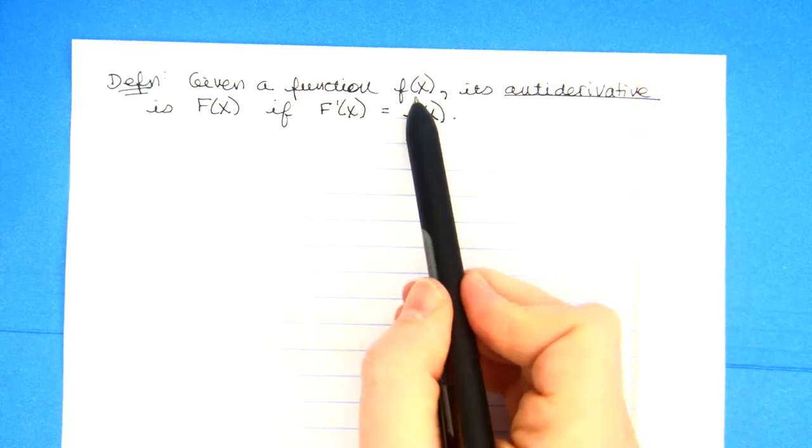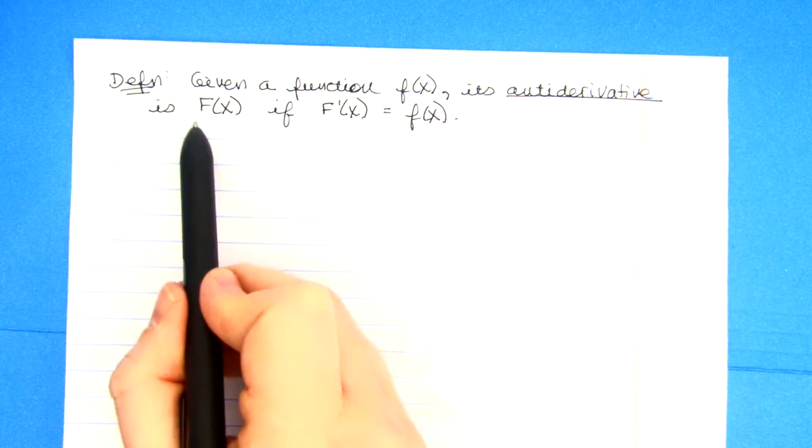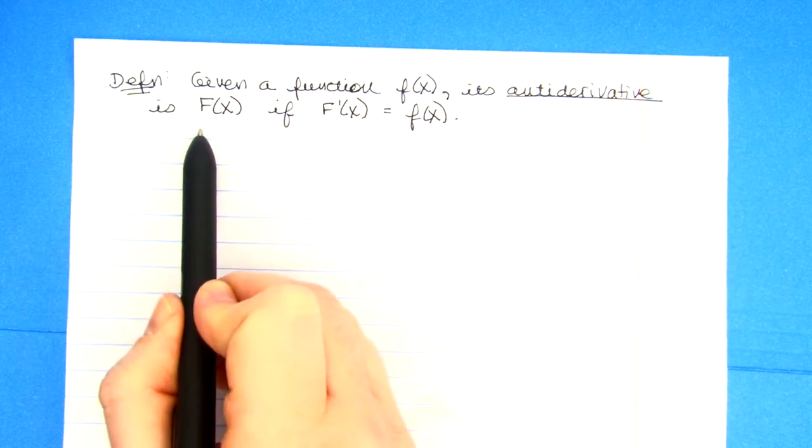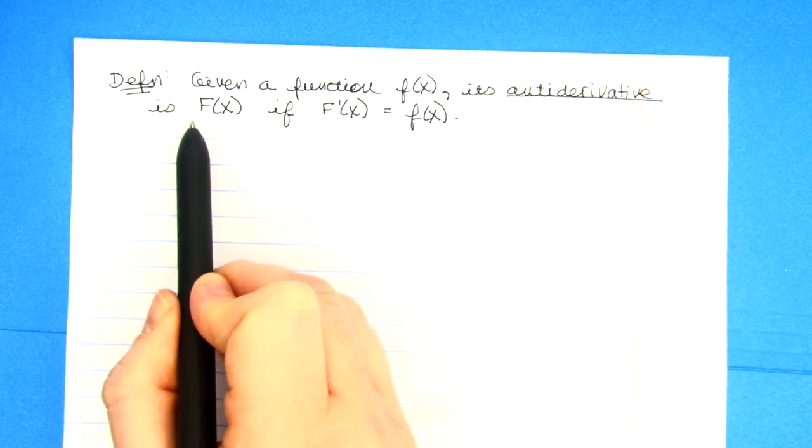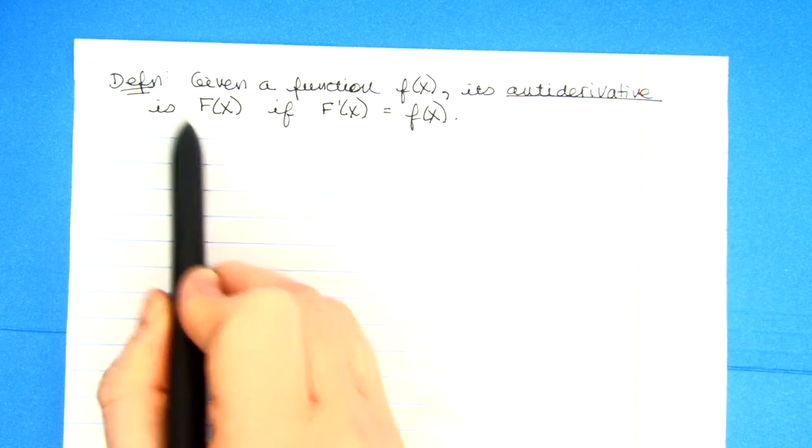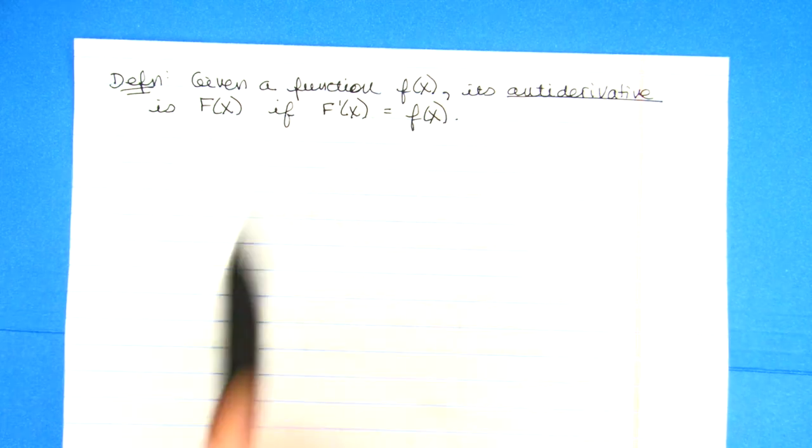Given a function f of x, we say its antiderivative is capital F of x. How do I know that some random capital F of x is correct? If the derivative of this thing equals that original function that I gave you.